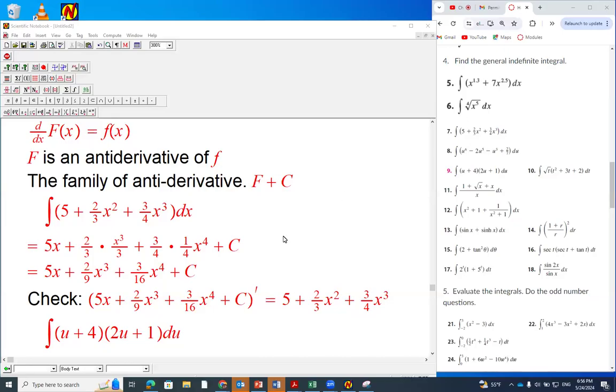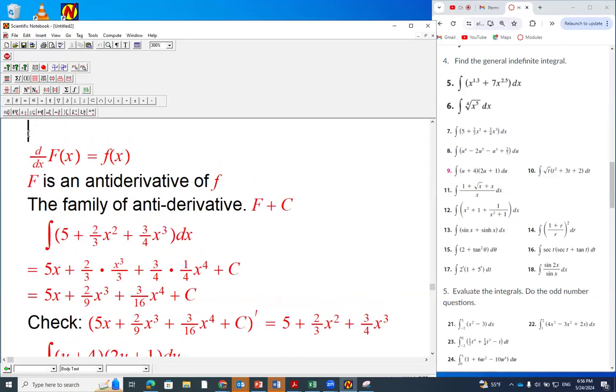All right, guys, this method is about how to find indefinite integral. Okay, so first, what is the definition of indefinite integral?